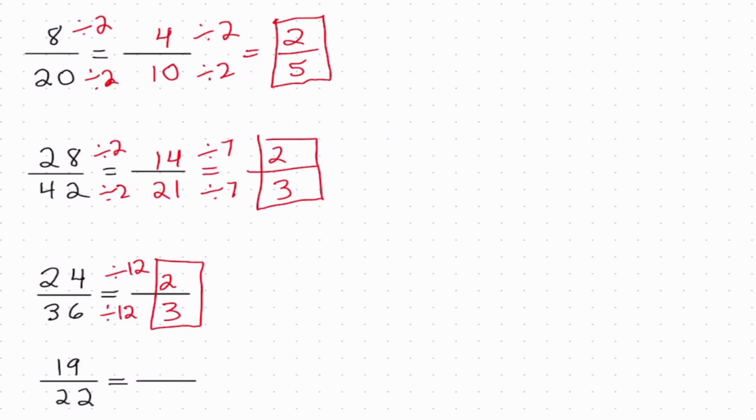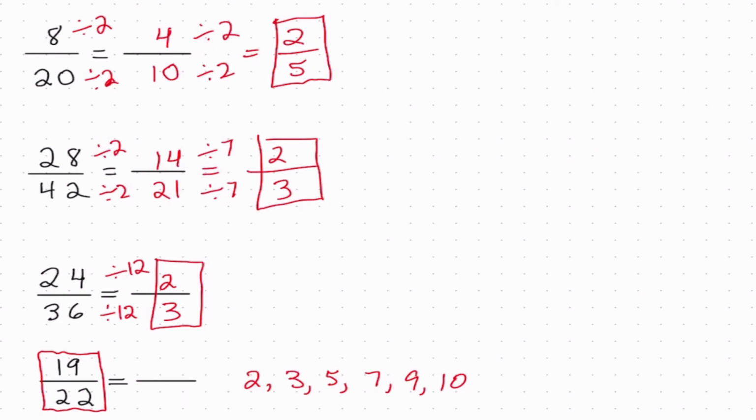19 over 22. So again, pause the video, see if you can figure this one out. If you paused it and you came back to me, you'd probably figure out that none of these numbers really work. 19 is not an even number. 22 is an even number. So 2 would not work on these. If we try to divide by 3, that would not work. Divide by 5, that would also not work. 7 would not work, 9, and so on. If we tried all these numbers, they're not going to go into them evenly, and that is because 19 over 22 is already in its simplest form.